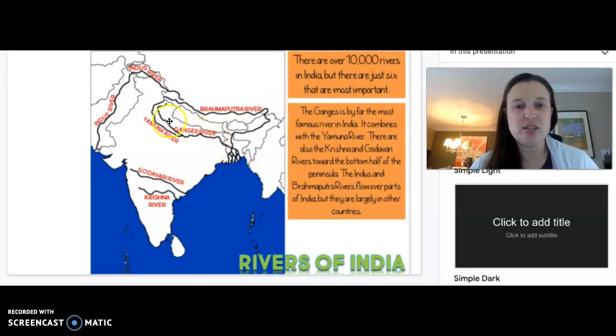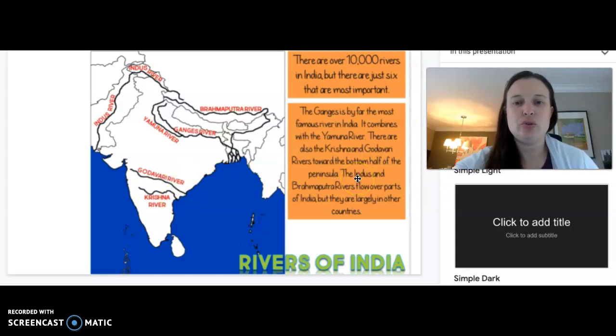The Ganges, right here, I'm going to point out the Ganges for you. The Ganges is by far the most famous river in India. It combines with the Yamuna. Here's Yamuna. Here's the Ganges. The text says it combines with the Yamuna River. There are also the Krishna and Godavari rivers. We have Krishna in the south, and Godavari is just north of it here. The Krishna and the Godavari are toward the bottom half of the peninsula.